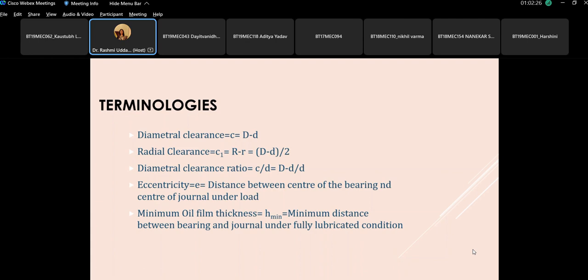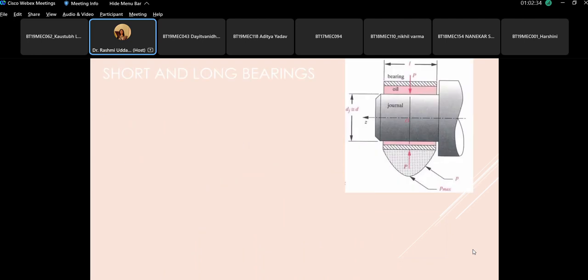I'm repeating, there are so many terms and they are interdependent. Unless we understand this, we cannot proceed with more terms. I was talking about the length of the bearing and the diameter of the bearing. Depending upon the ratio of L and D, we define short bearings and long bearings. If L by D is 1, it is a square bearing, which means the length is equal to the diameter of the journal.